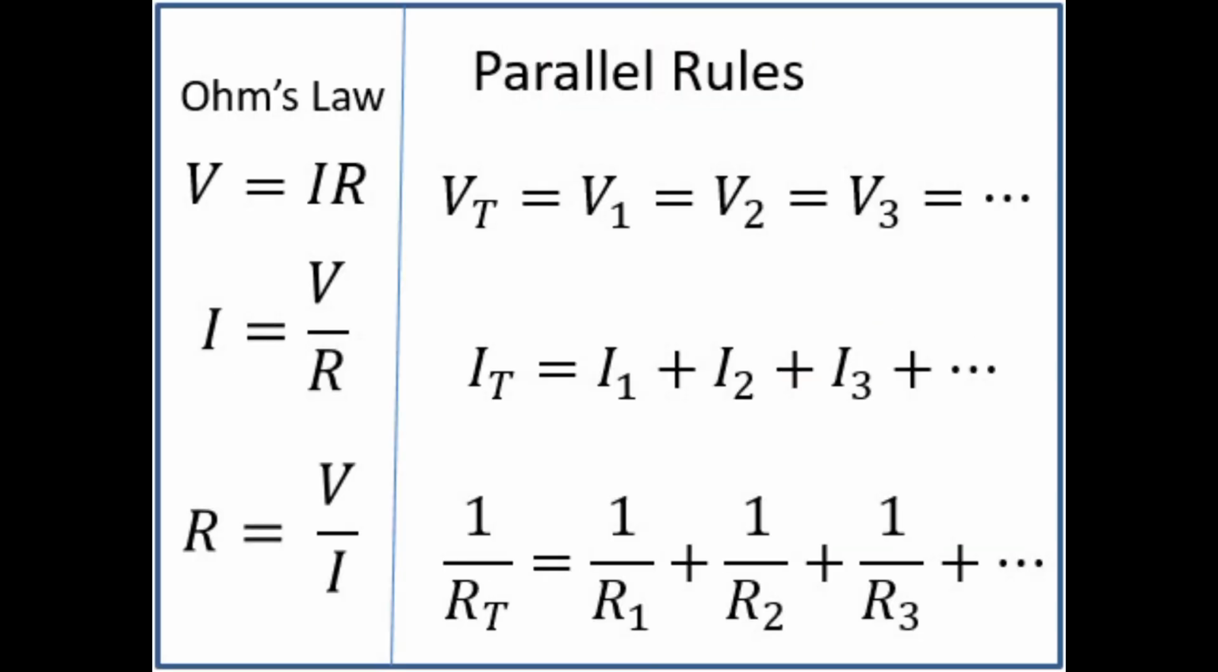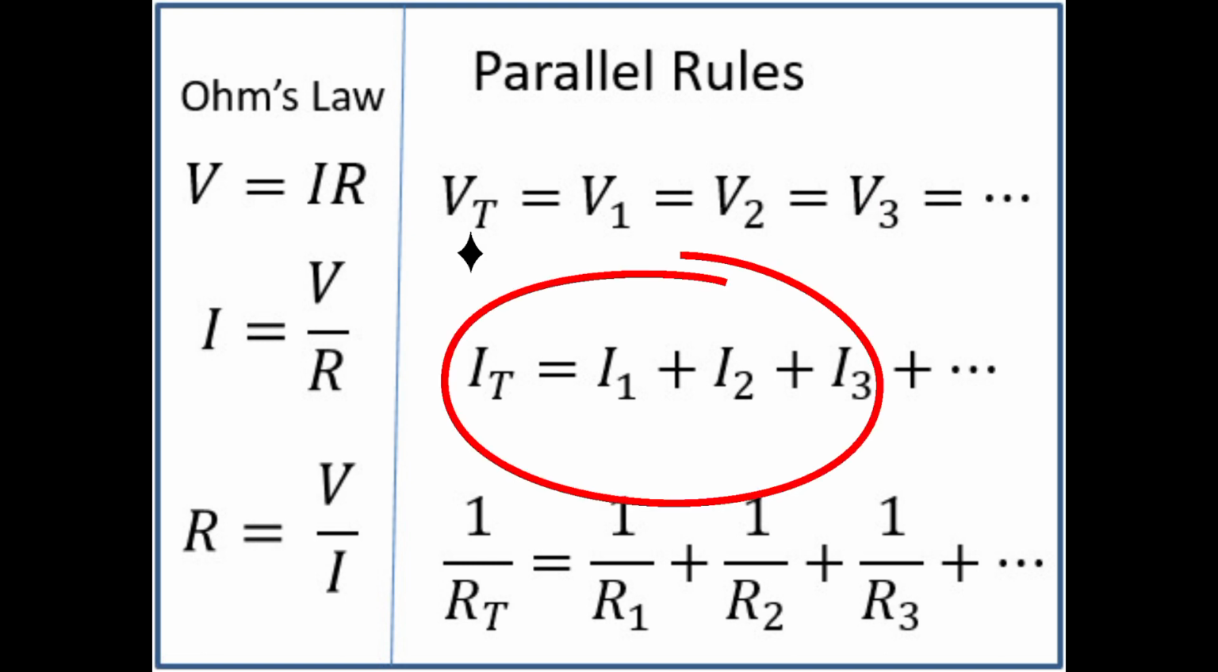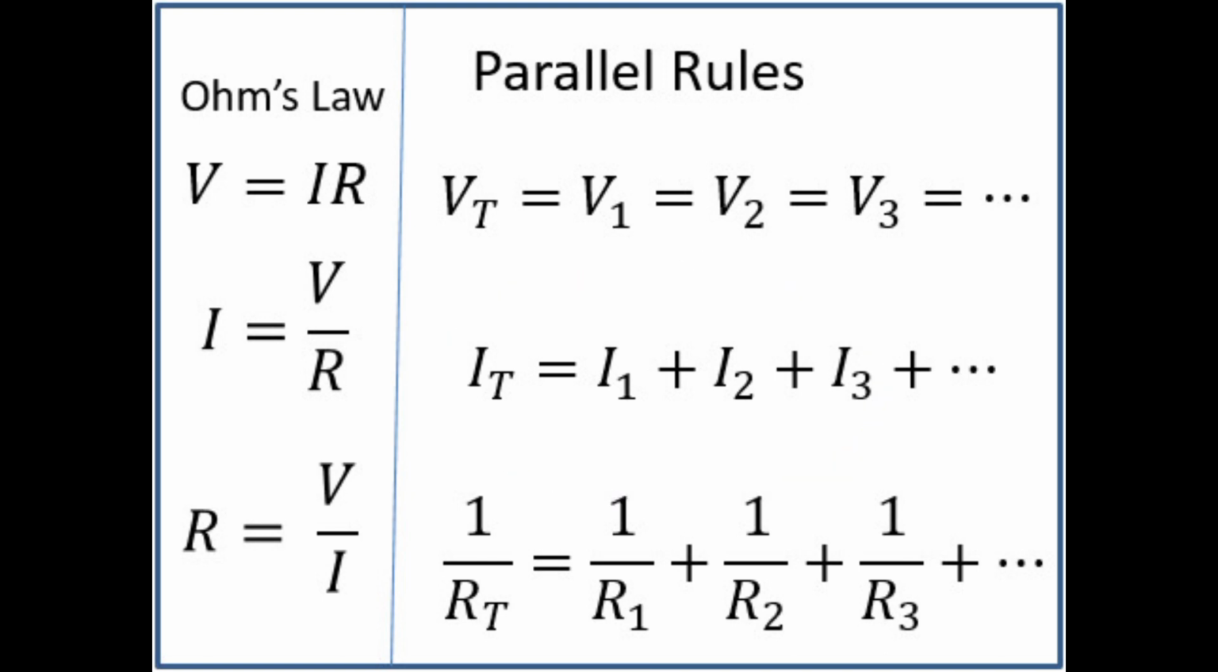Now there are certain rules for parallel circuit. The voltage across each component in a parallel circuit remains the same. As you can see, Vt is equal to V1 is equal to V2 is equal to V3, as many components as are there. While current is the sum of individual currents across each component, as you can see, IT is equal to I1 plus I2 plus I3, or as many paths of current as are there.